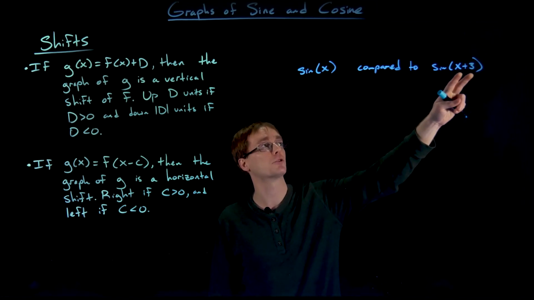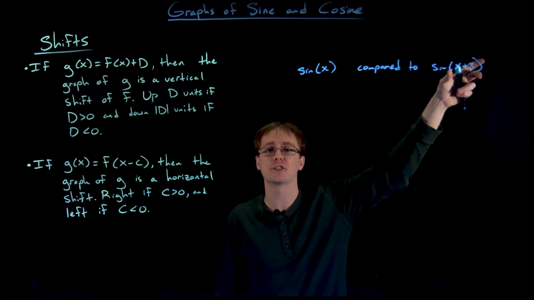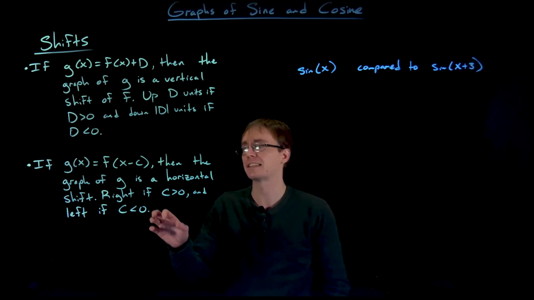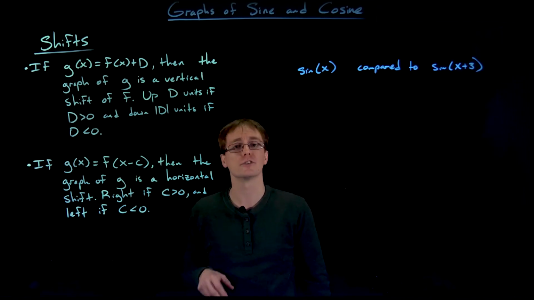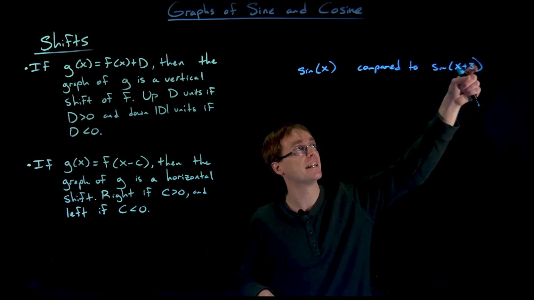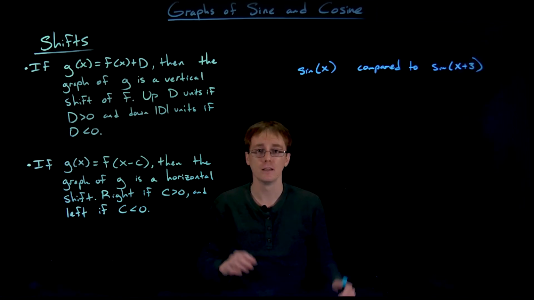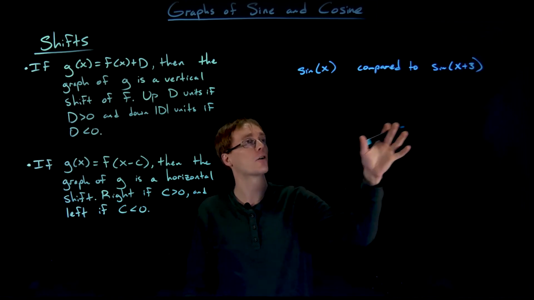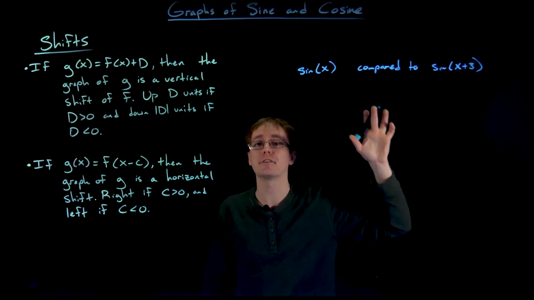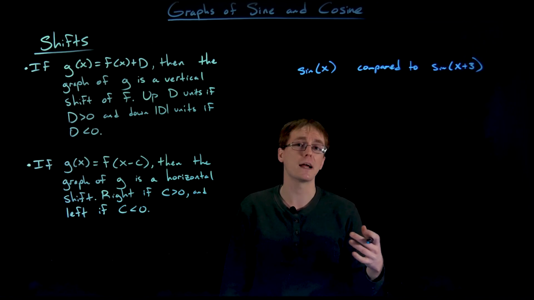Here our addition or subtraction is happening inside of our function, inside of these parentheses. That's how we identify it as a horizontal shift. If the parentheses ended and that was a plus 3 outside, then it'd be a vertical shift instead. But getting back to the point here, how can we tell that this is actually a shift to the left 3 instead of a shift to the right 3?